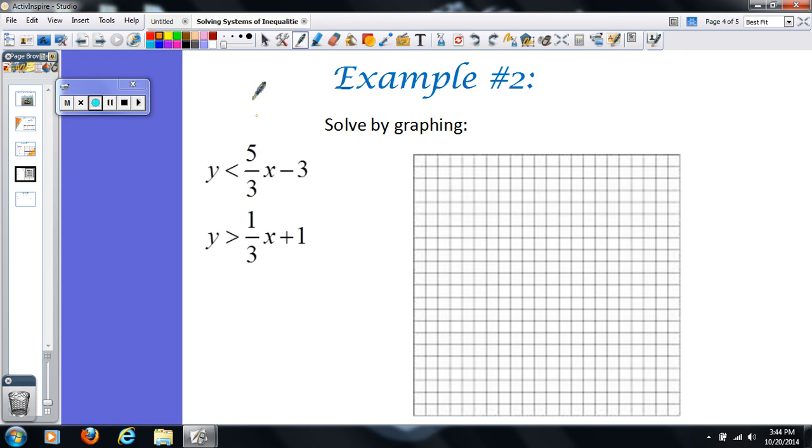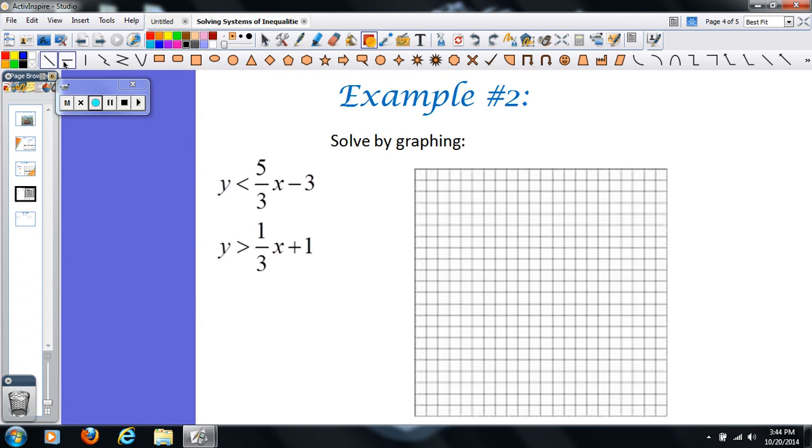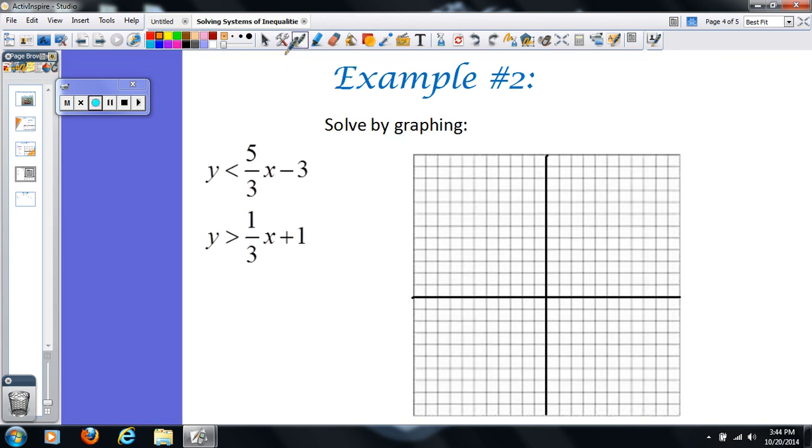So again, we're going to do the same thing. So let me go ahead and start by doing my x and my y axis. My x-axis. There's my y-axis. And the first one is going to be red again. So we got y-intercept at -3 with a slope of 5/3, which means up 5, right 3.